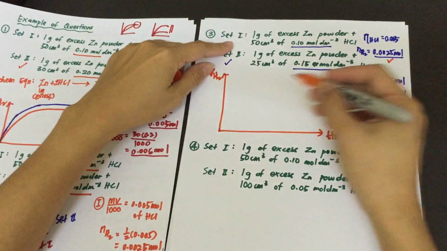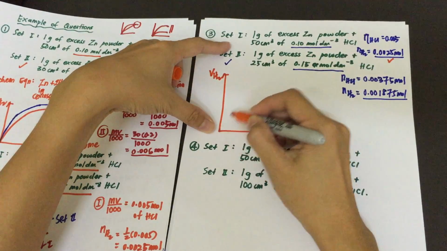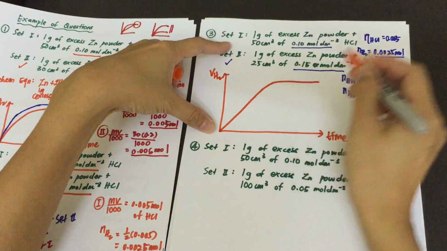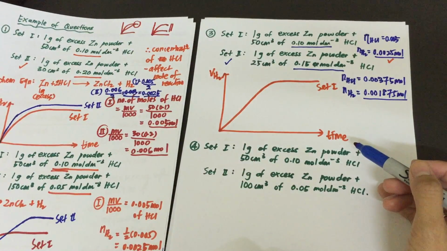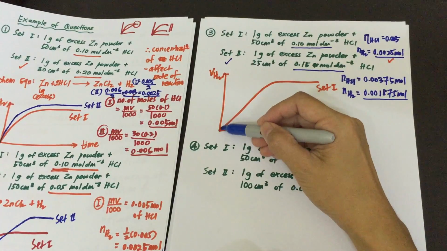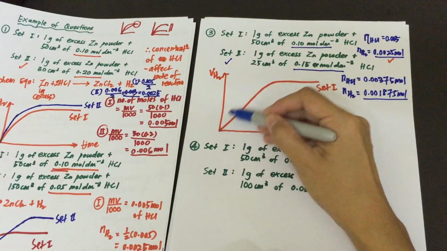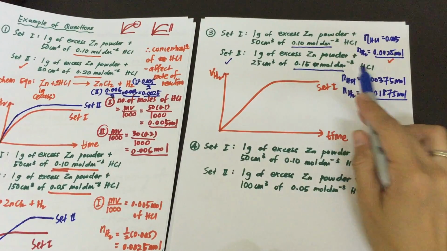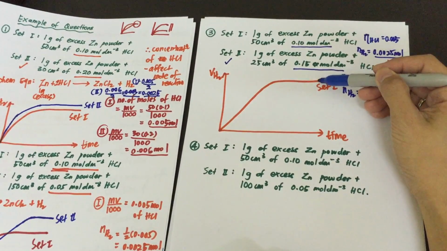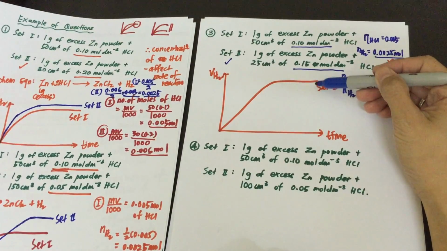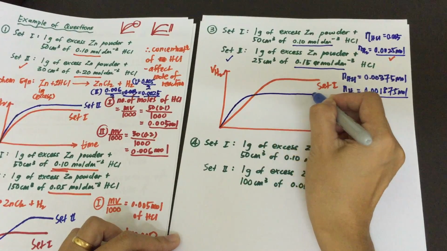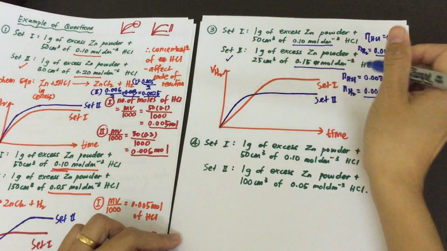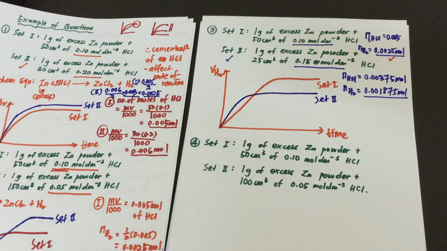Okay, so we plot set 1 first. So now we plot set 2. Set 2 has a higher concentration, which means a higher rate of reaction. So make sure we draw a steeper gradient with the initial rate over here. And set 2 gives a lower product. So at the end of the graph, set 2 must be lower than set 1. Okay, this is how we analyze the question and draw the graph.